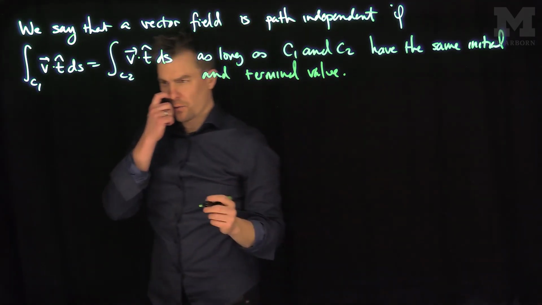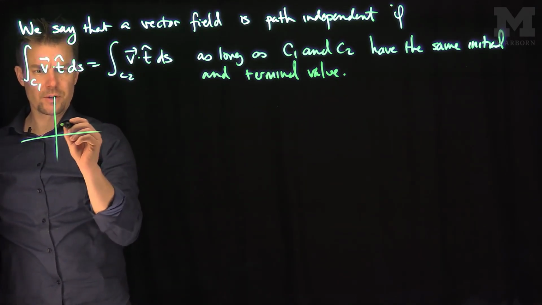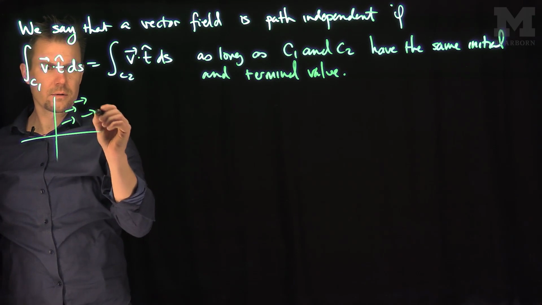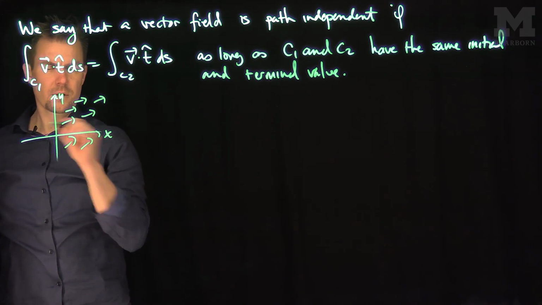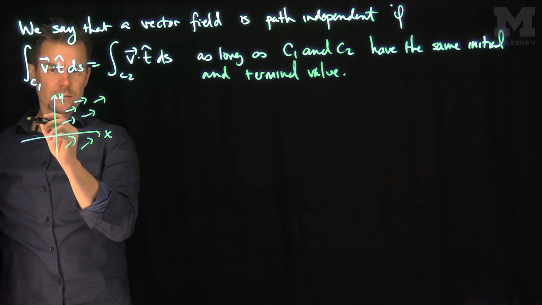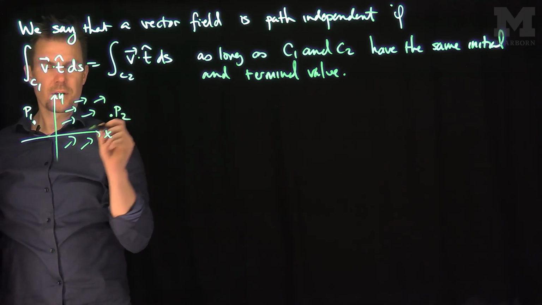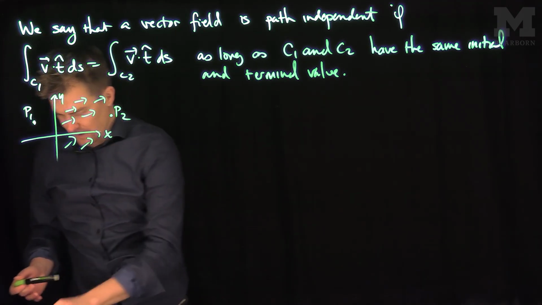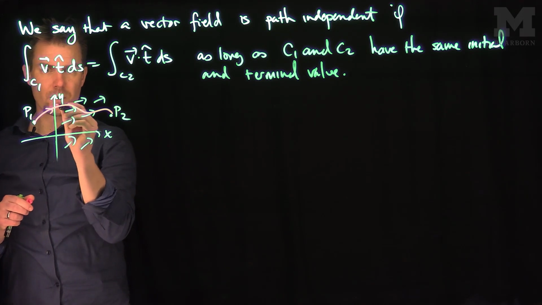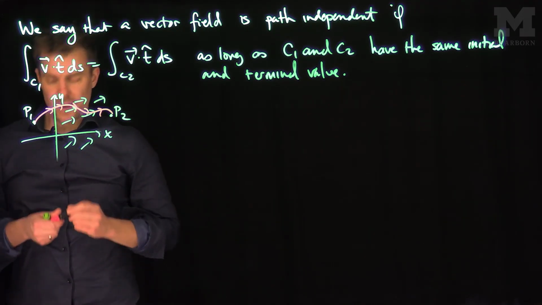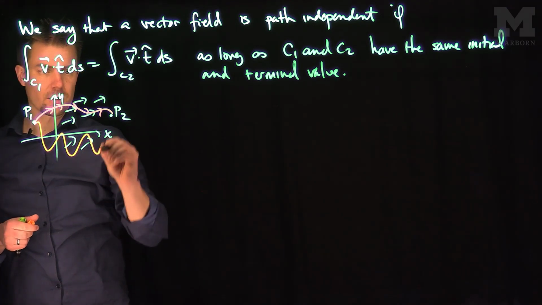In other words, if I have a vector field, and let's just look at it in two dimensions here. Here's my vector field. There's the x-axis. There's the y-axis. And if I compute the flow, so if I have this point over here P1 and this point over here P2, a vector field is path independent if it doesn't matter which way I go from P1 to P2. So I could go this way from P1 to P2 and compute the flow. It'd be exactly the same if I went from P1 to P2 along this other wacky curve over here, right?